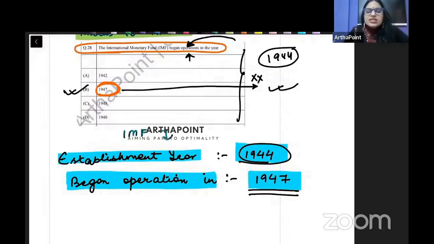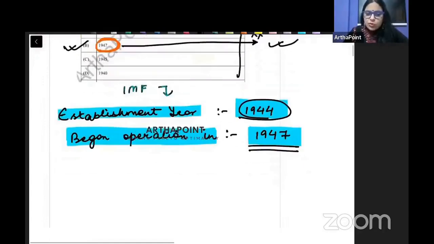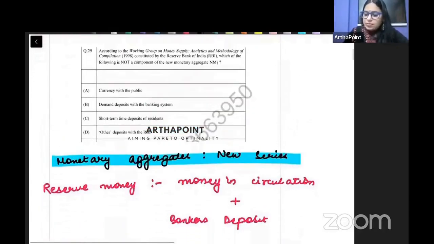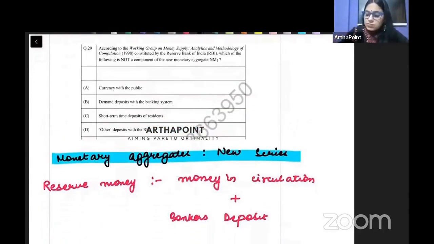But the answer key is saying marks to all. So we will, ठीक है, we will assume marks to all. सबको marks मिले हैं. Good enough. Okay, beta. Come to the next question.